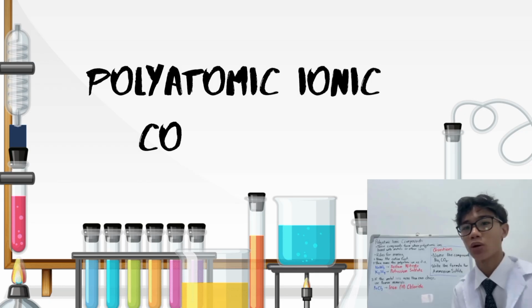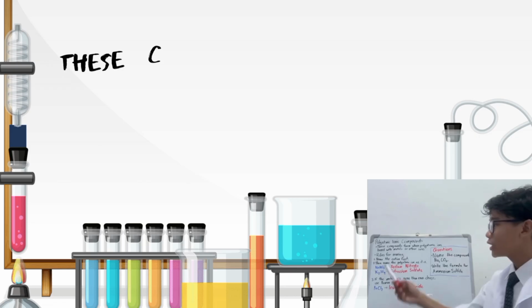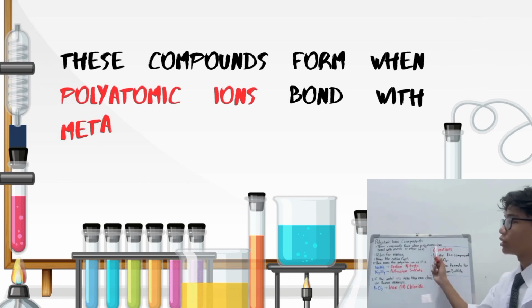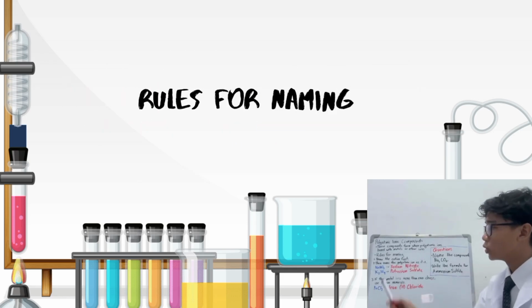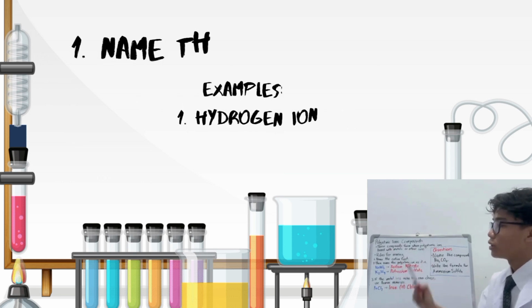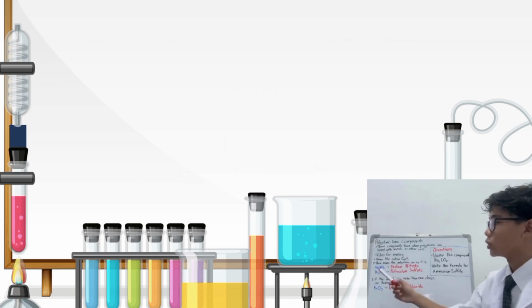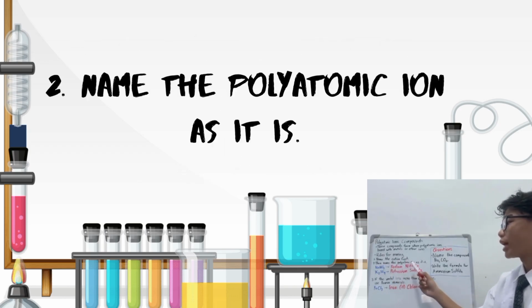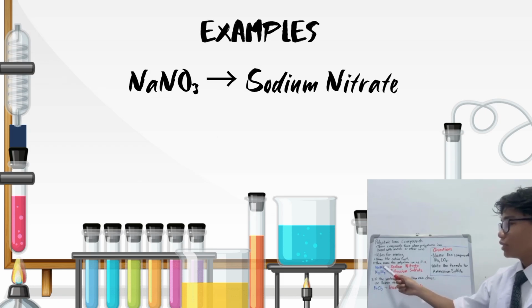Good day everyone. Now we will be talking about polyatomic ionic compounds. These compounds form when polyatomic ions bond with metals or other ions. Now the rules for naming these polyatomic ionic compounds: the first rule is name the cation first, and the next rule is name the polyatomic ion as it is. For example, for this formula, we first name the cation and then the polyatomic ion.